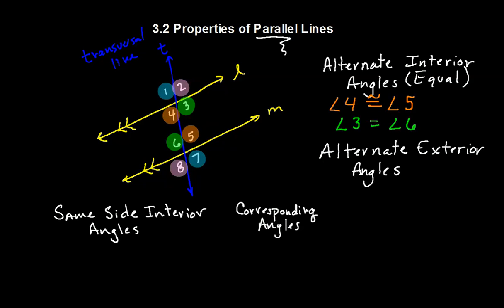So we're going to go ahead and say that angles 1 and 7 are going to equal each other. We're going to also say that angles 2 and 8 are going to equal each other. So therefore, alternate exterior angles are going to be equal.